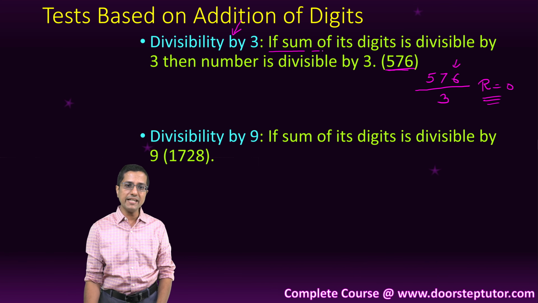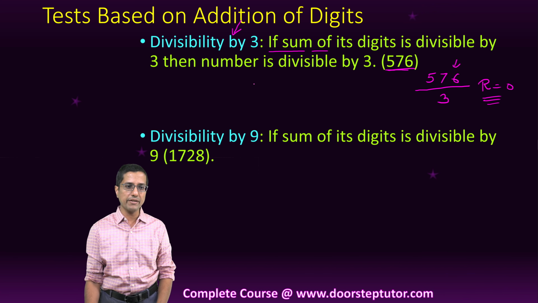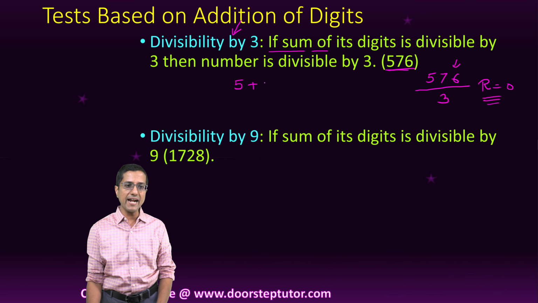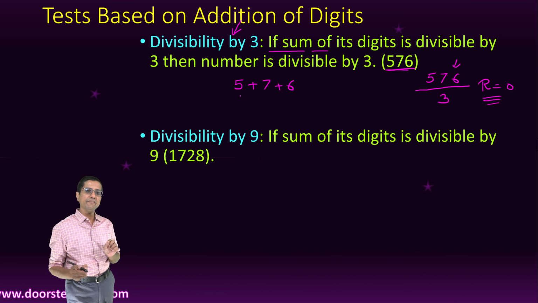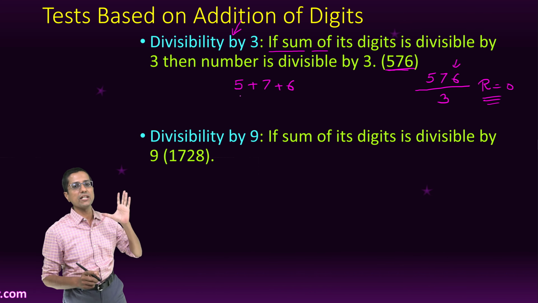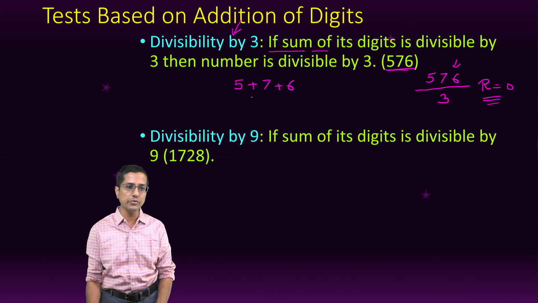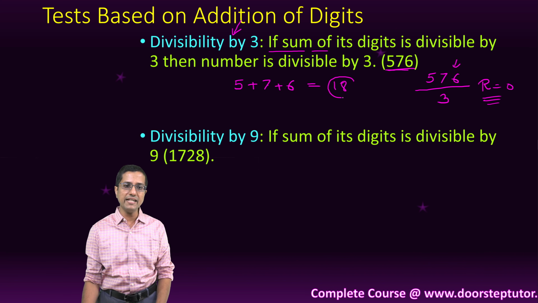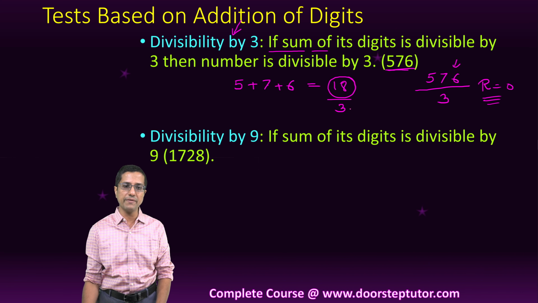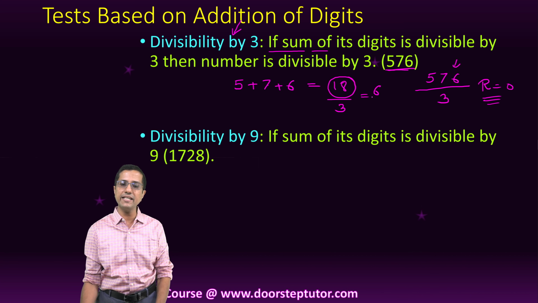It says that if the sum of the digits, so for 3 this would be if I add the digits, and the sum of these digits is divisible by 3, the original number is also divisible by 3. So let us just do that. 7 plus 5 is 12, 12 plus 6 is 18. Now this 18 is actually divisible by 3. 3 sixes are 18, so I get 6 and no remainder.